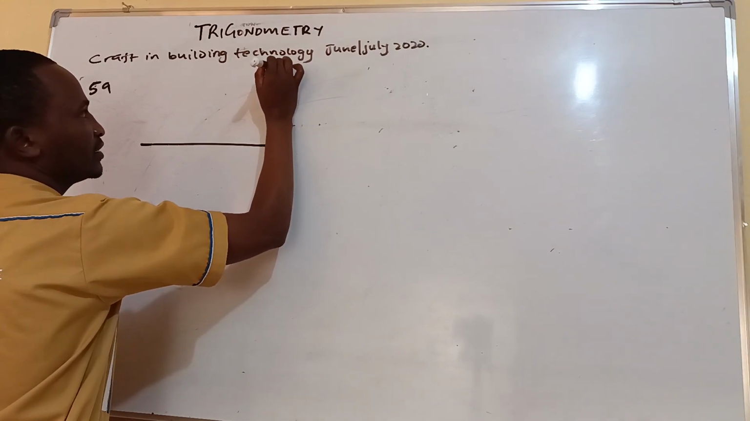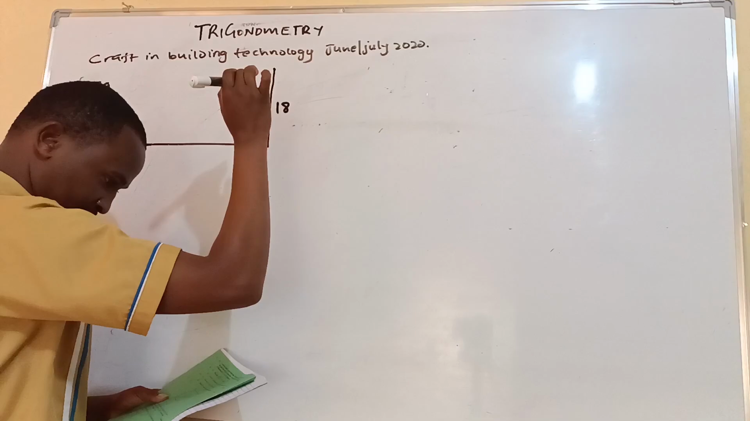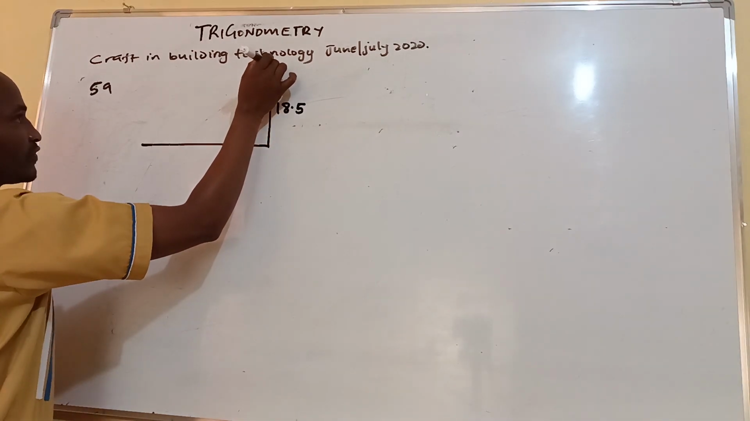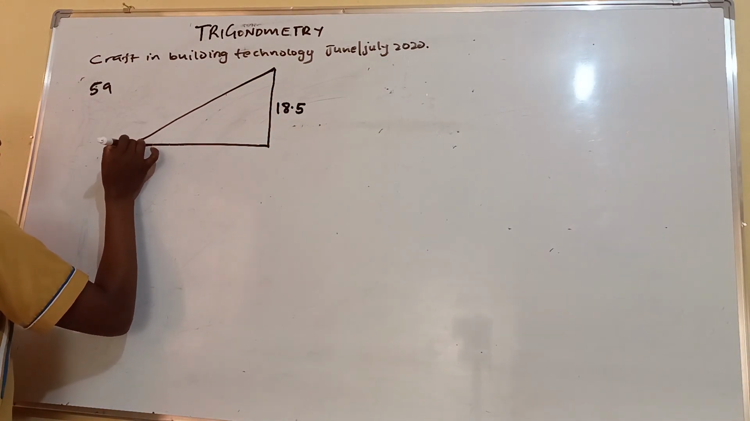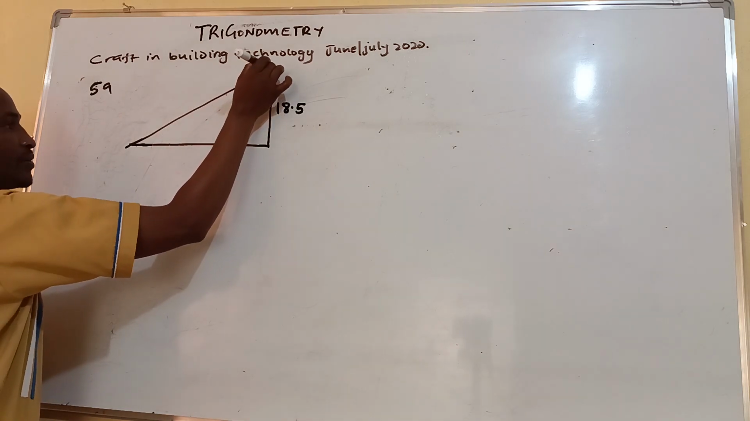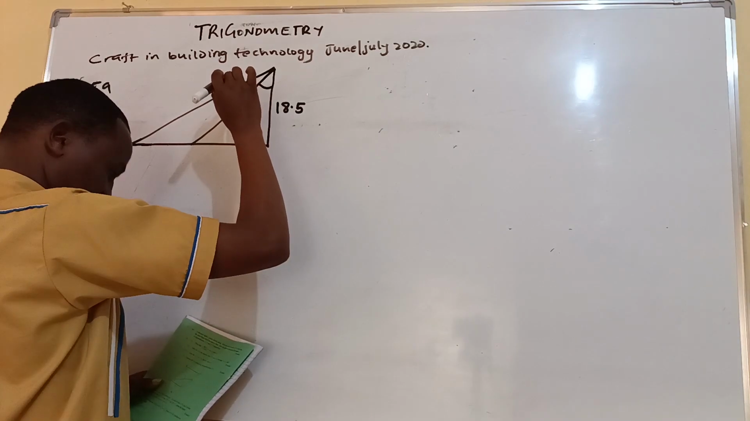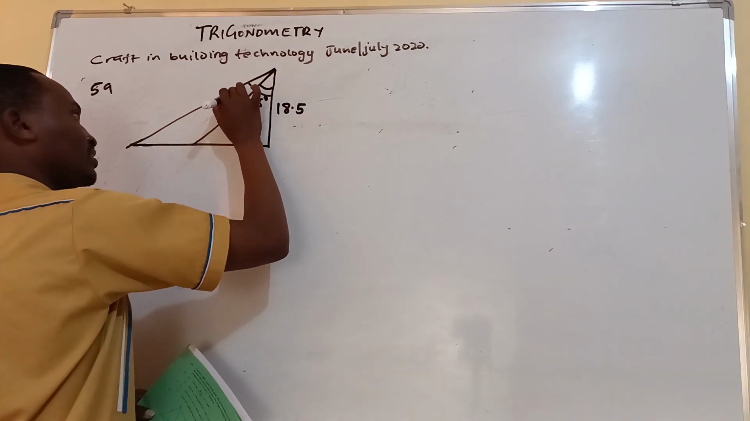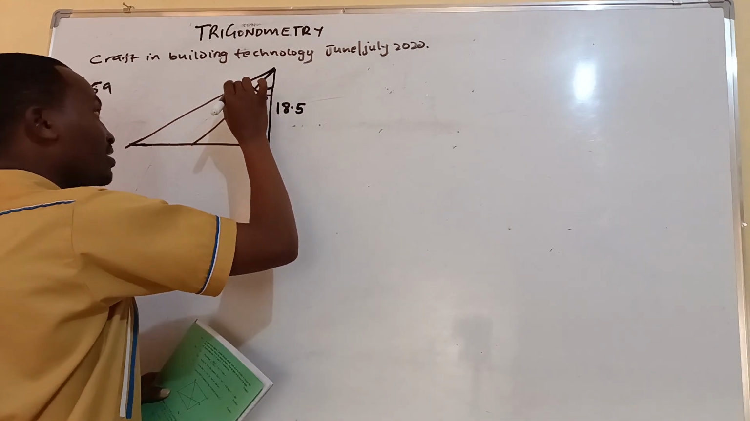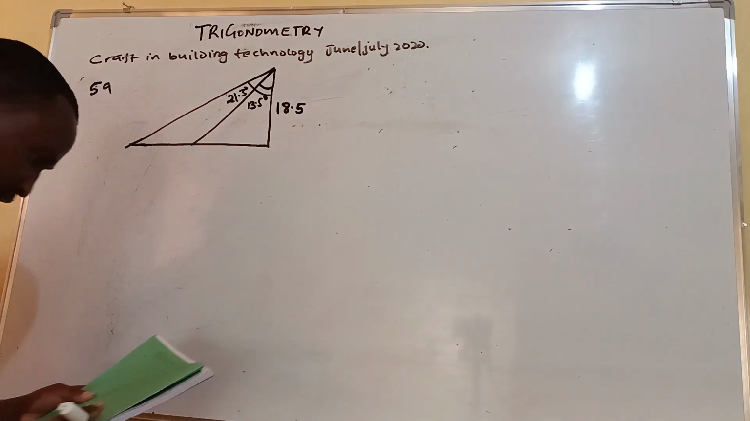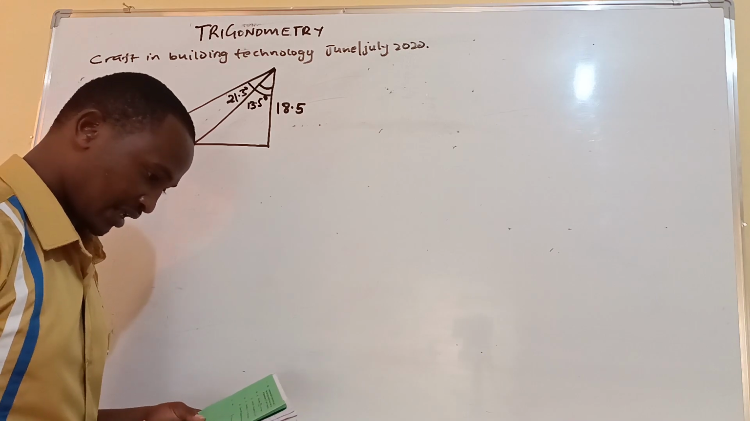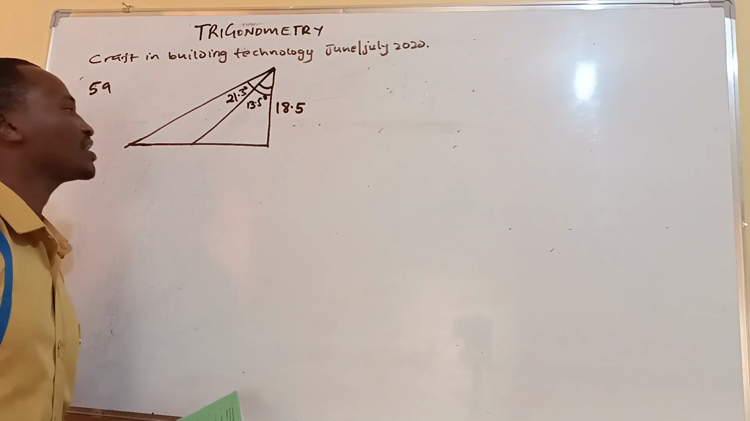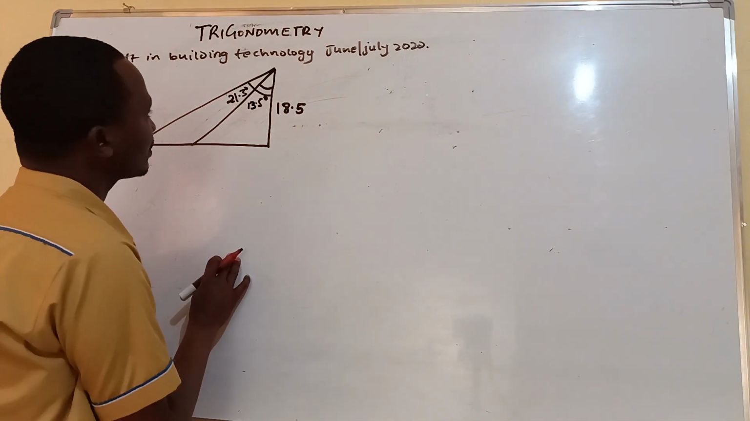So let's assume the surveyor is here. The points are 18.5 meters below the point where he observed them. One of the points must be somewhere here, and another point probably is somewhere here. The angle is 13.5 degrees and the other one is at 21.3 degrees. The question is, how far apart are the 2 points if the angles of depression are 13.5 degrees and 21.3 degrees?